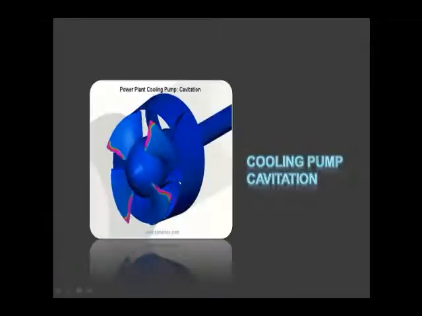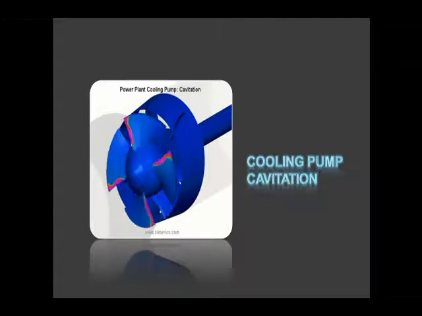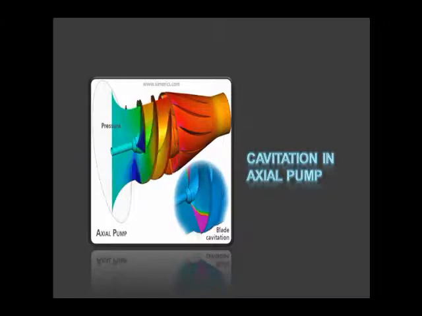If we come towards the cooling pump, here again the process of cavitation is creating problems in the pumping system. You can see its effects in this animation. The purple colored part of the impeller shows the effect of cavitation on the impeller. Axial pumps may also be damaged due to cavitation. In this animation you can see the effect of cavitation on the blades of an axial pump.